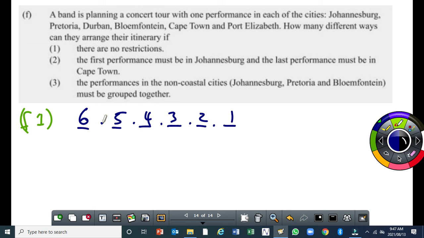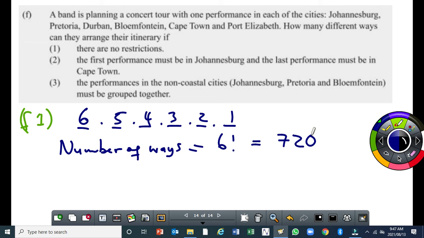So it says how many different ways? So the number of ways will be 6 factorial, which is 720. Did you get that? Yes.